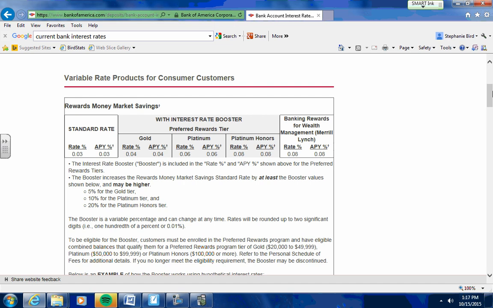So, if you stick your money in the bank right now at Bank of America, the interest rate you are getting is less than 1%. It is less than half of 1%. It is only 0.03%. So that is 0.0003.